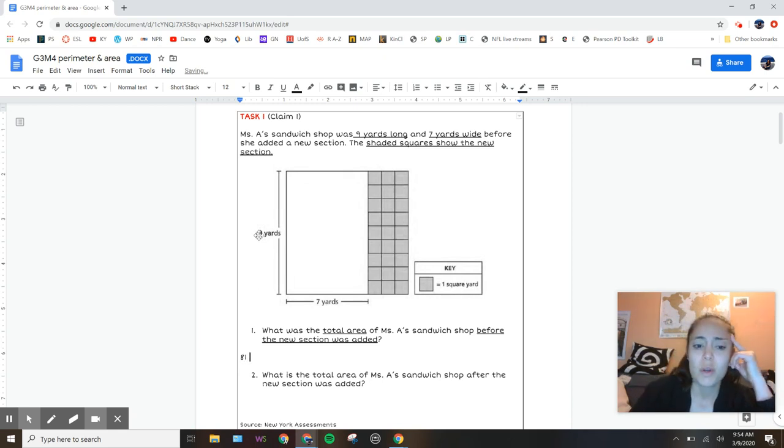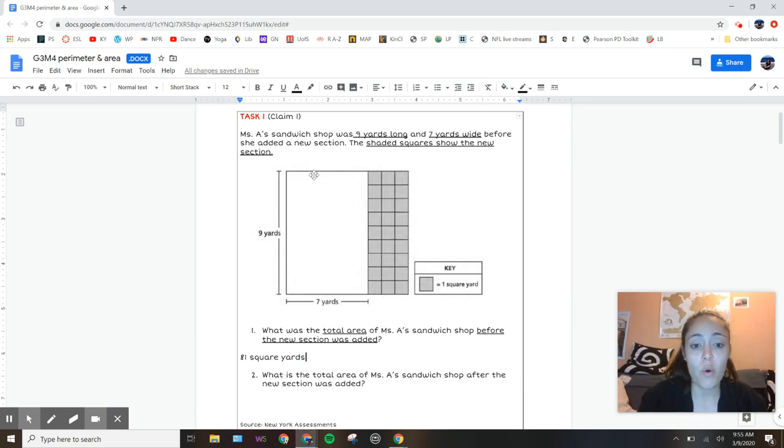But wait, what unit am I measuring in? Am I measuring in inches? Am I measuring in centimeters? I have to look over here because no matter what, we always want to make sure that we have our units in there. So I see that it's yards, so I would do 81 square yards. Good.